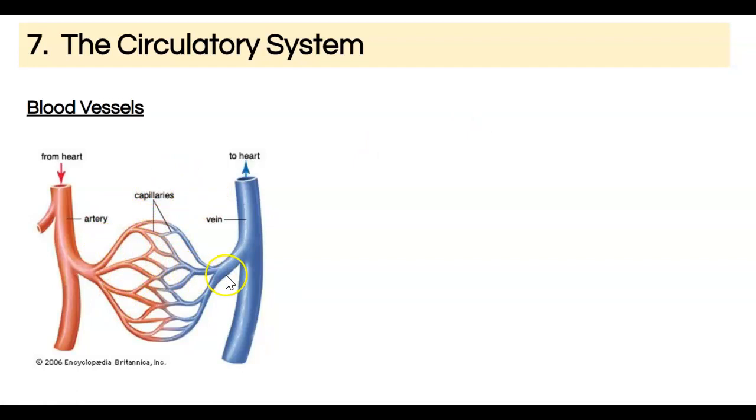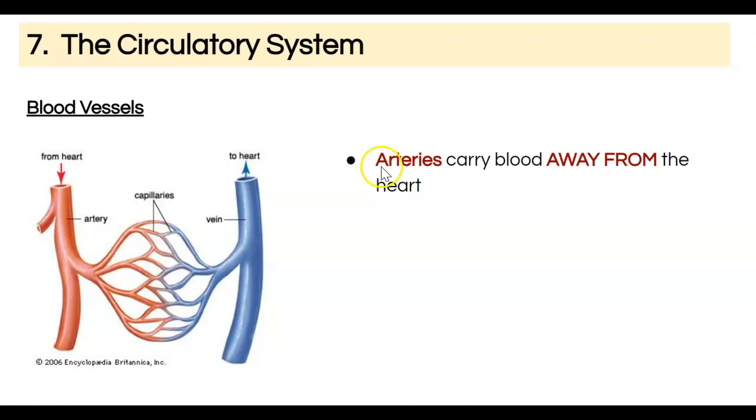Okay, so in general, we will say that an artery will move blood from the heart to other parts of the body. So in other words, away from the heart. So I always think artery, away from the heart. Now, most often that blood is going to be oxygenated, ready to deliver oxygen, but not always. There are a couple of exceptions to that. But by and large, the best way to define an artery is a blood vessel that carries blood away from the heart. Artery, away.